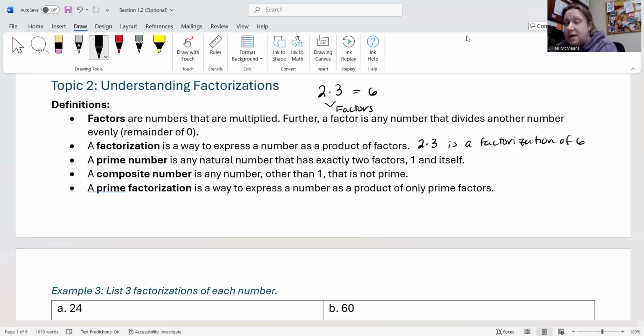Now, back to this idea of factorizations. A prime factorization is a way to express a number as a product of only prime factors. For example, if we go back to 6, we have a factorization of 6 that is 2 times 3. Both 2 and 3 are prime, so 2 times 3 is a prime factorization of 6. Prime factorizations are really useful when you start talking about simplifying fractions. One way that we can simplify fractions is to look at prime factorizations. But first, let's practice just factorizations.